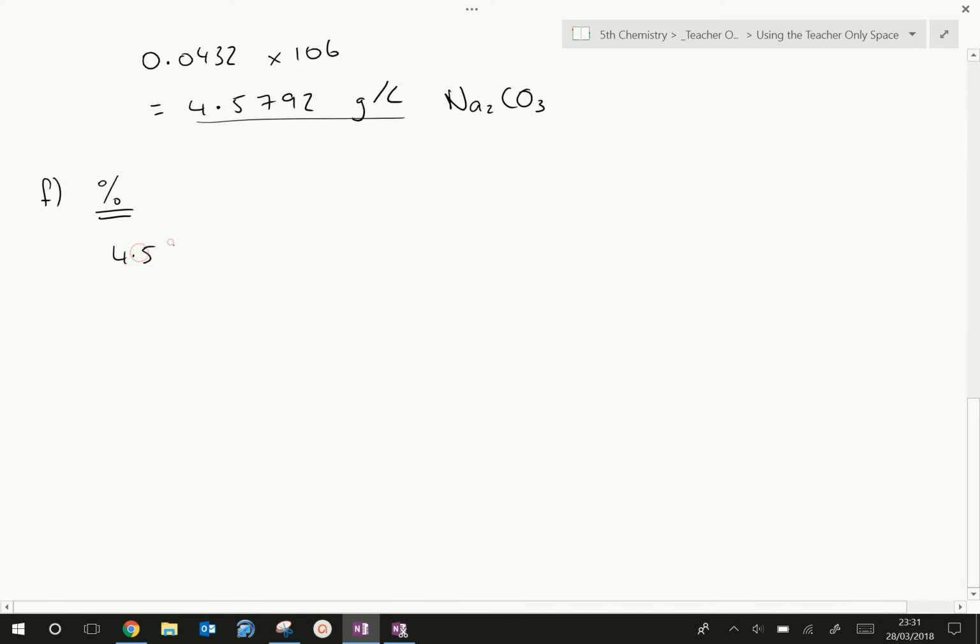So to do that, I take my 4.5792 and I divide it by 4, because that's grams per litre. If I divide it by 4, that will get me grams in 250 mils. So I have 1.1448 grams in 250 mils of sodium carbonate.